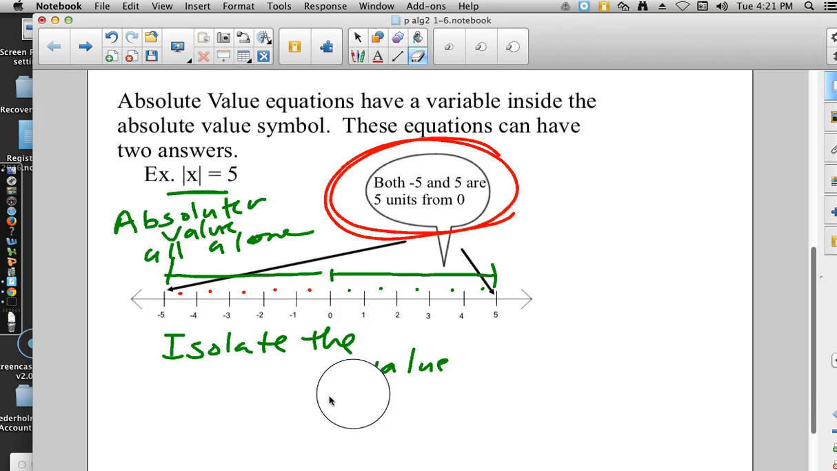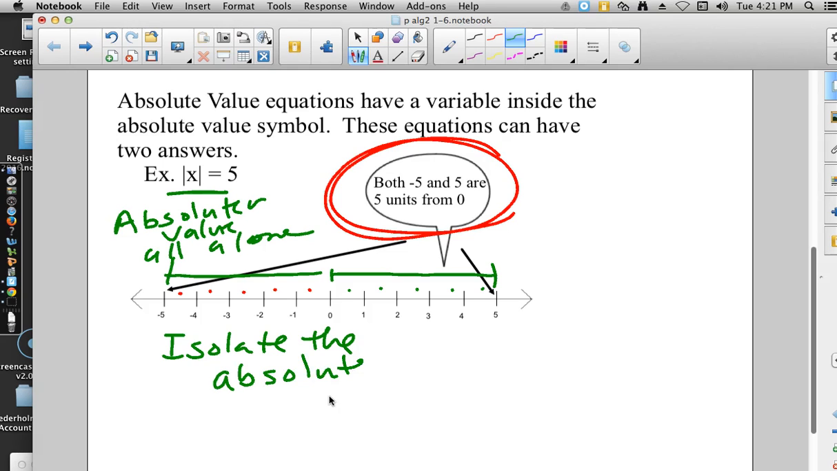We just had a fire alarm go off. So isolate the absolute value. Scared the dickens out of me.